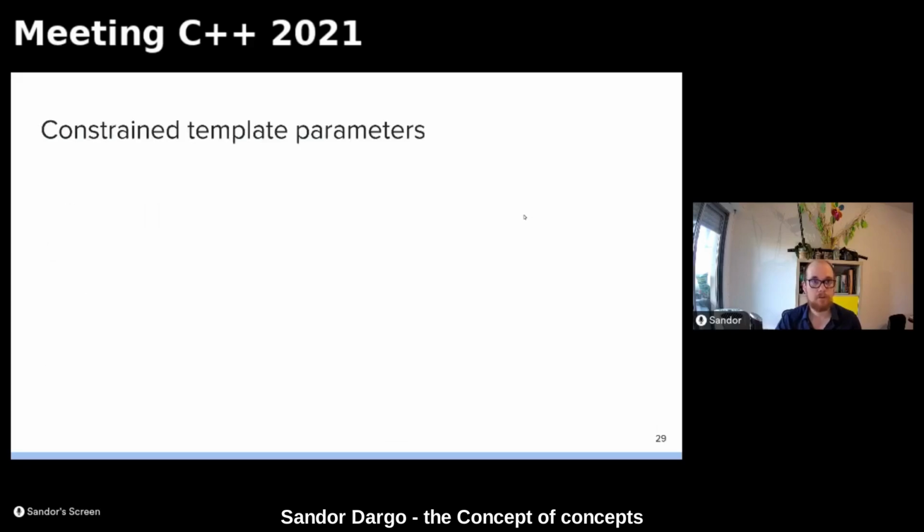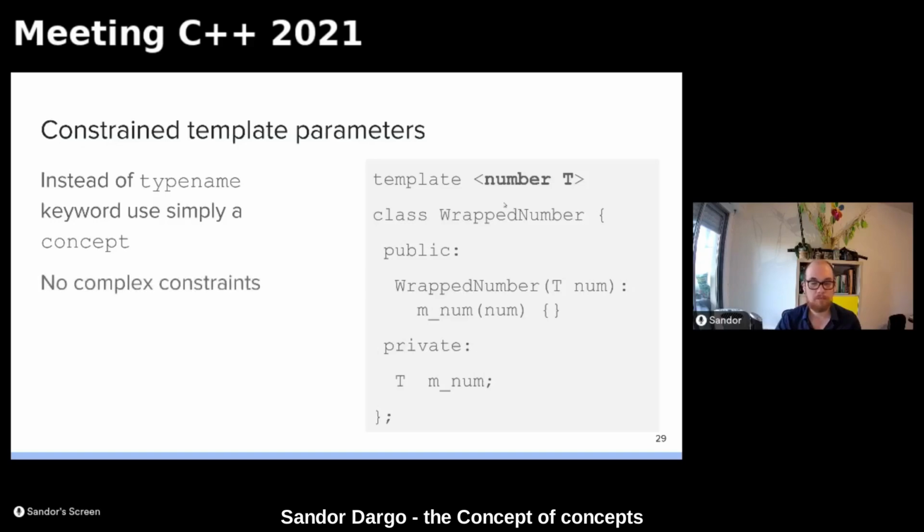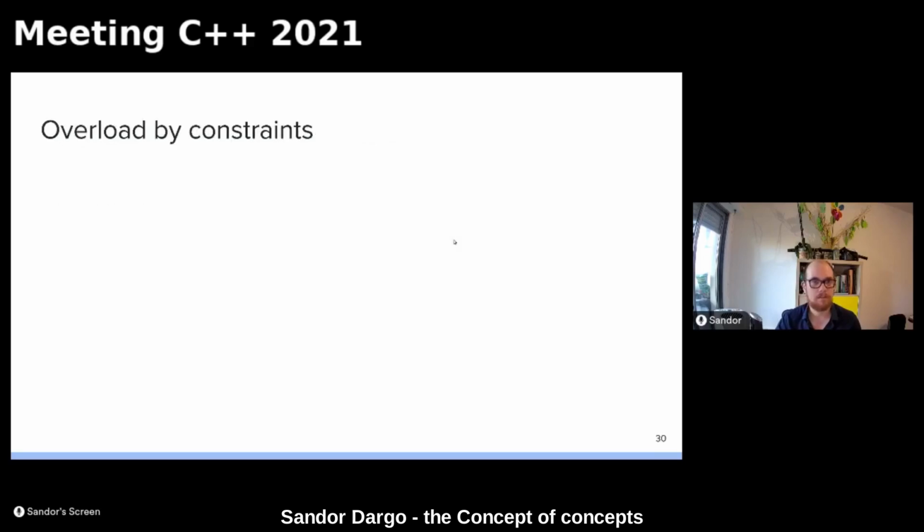You also have the constrained template parameters available for you. So if you want to write something shorter, something even more readable, then you can omit the typename, and instead of the typename, you can put the concept that you want to model. That's very, very nice. But here you cannot use complex constraints. For that, you must use the requires clause.